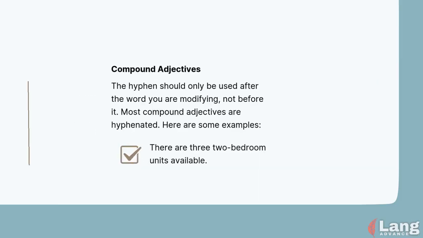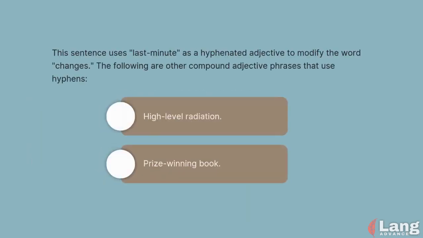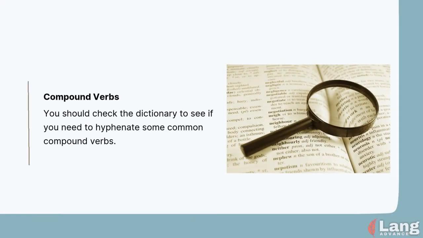Compound adjectives. The hyphen should only be used before the word you are modifying, not after it. Most compound adjectives are hyphenated. Here are some examples. There are 3 two-bedroom units available. This sentence uses last-minute as a hyphenated adjective to modify the word changes. The following are other compound adjectives, phrases that use hyphens: high-level radiation, prize-winning book.